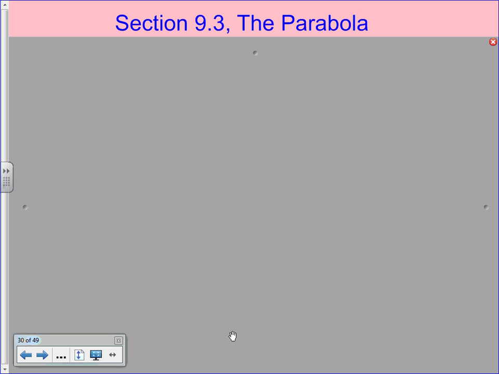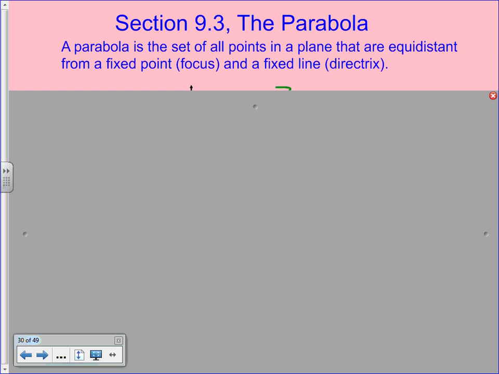Section 9.3, the parabola. Now, I know you think you know everything there is to know about a parabola. You've done parabolas since Algebra 1. But there are a few things you don't know. So hopefully, you'll learn something new here, and we'll learn a different way to graph them. Okay? So let's first get the definition of a parabola.